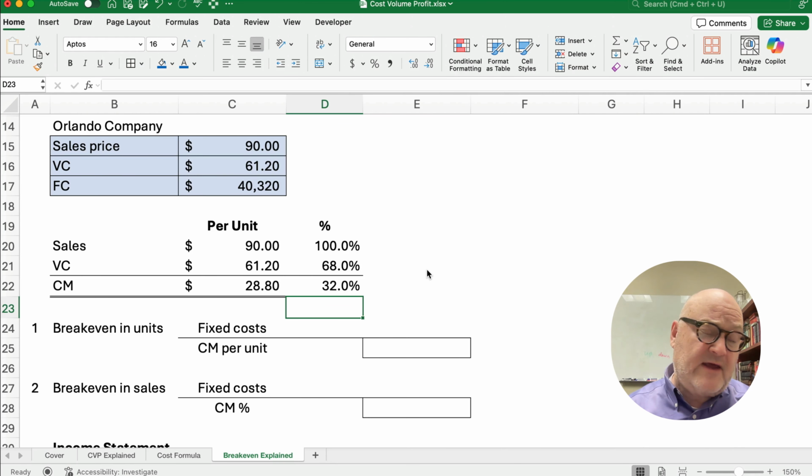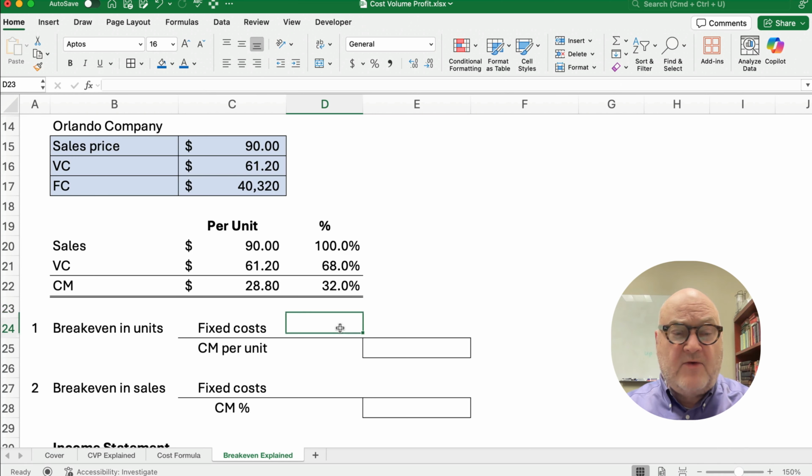So you can say, well, what is this company's contribution margin? Well, per unit it's 28.80, but as a percentage of dollars, it's 32%. So both are important, and you might want to think of it both ways. That really helps you understand if you kind of do it backwards and forwards. So to get break-even in units, how many do we have to sell? Do we have to sell 100 or 1,000 or 500? How many units do we have to sell so we have zero profit, so we avoid a loss?